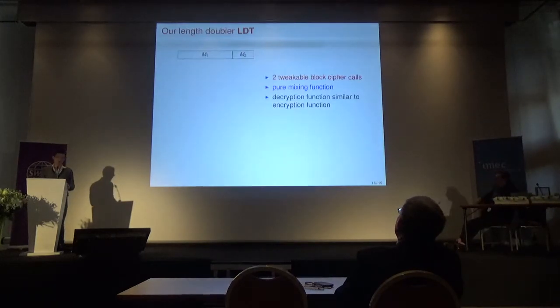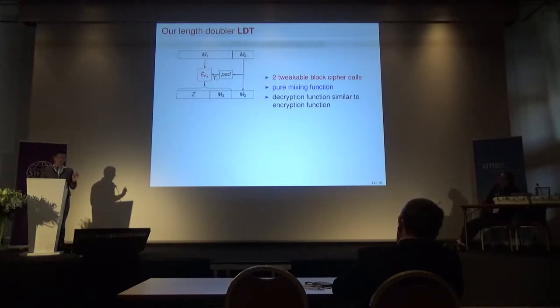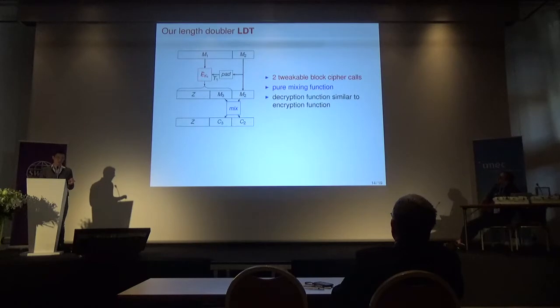Now, our construction, LDT, uses two tweakable block cipher calls and one pure mixing function, and note that the decryption function is similar to the encryption function. So suppose n is equal to 128 bits, and we want to encrypt a bit string of 200 bits. The first 128 bits of this bit string are M1, and the remaining bits are M2. We first pad M2 and use it as the tweak input of the first tweakable block cipher. And then we use the pure mixing function to swap the incomplete block M2 and M3, which has the same length as M2.